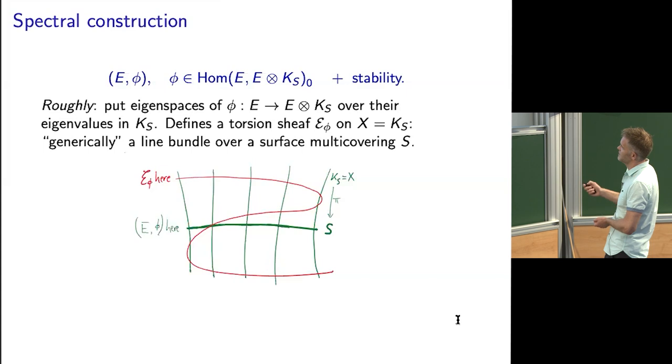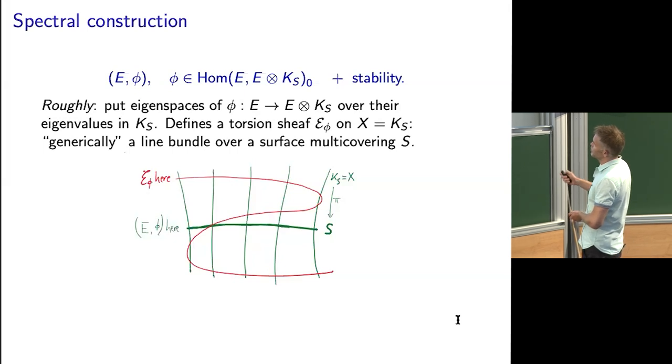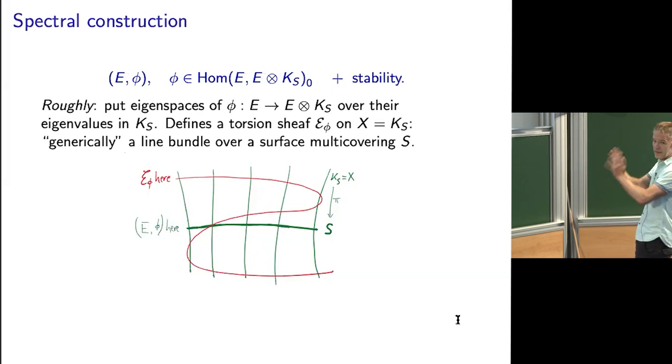The vertical lines are the canonical bundle of S. And roughly speaking, this torsion sheaf is a line bundle on this spectral surface. Okay, so for now, this is just the rough idea, and then we'll do it rigorously.